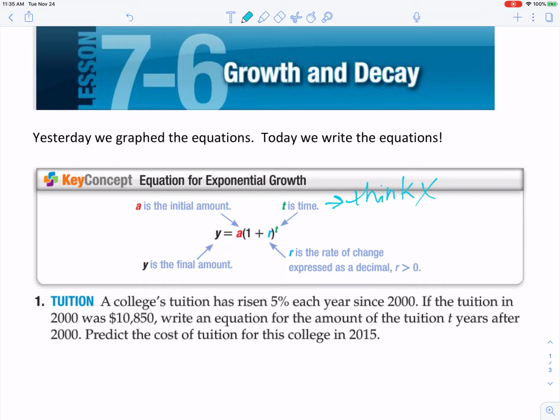All right, so then y is going to be the final amount. Maybe it's money, bacteria growth, population growth, whatever it is. A is going to be the initial amount, however much you start with, money-wise, bacteria-wise, whatever. And then r is going to be the rate of change. This is key, expressed as a decimal. They're going to give you that rate as a percent, so we're going to have to convert that every time.